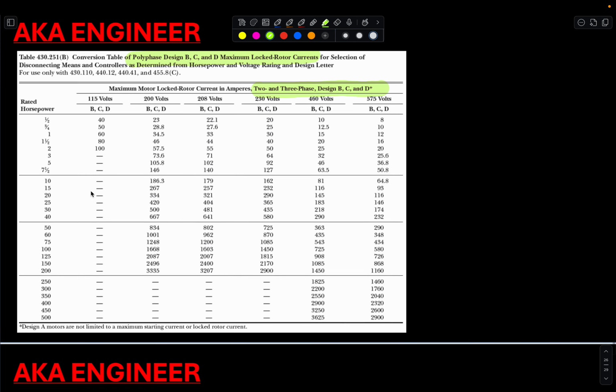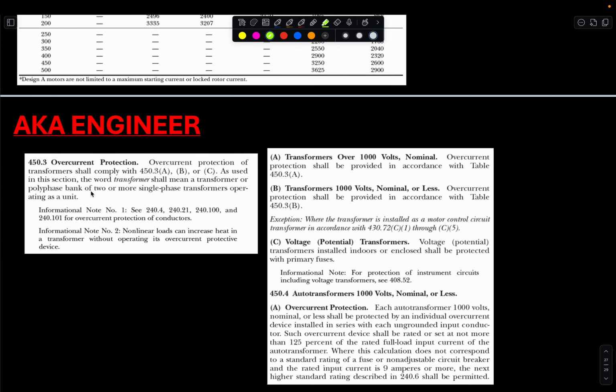Okay, going back to our section right here. So overcurrent protection, I believe 450 covers more for transformers. So this is a section that is not as common, but in case you run into it, when you hear the word transformer, autotransformers, and you need to figure out the overcurrent protection for it, this is your section, 450.